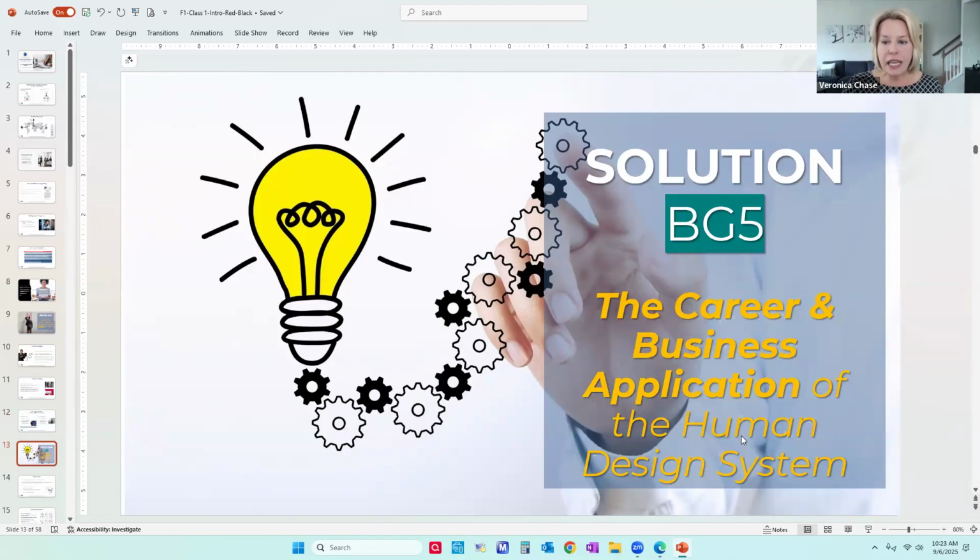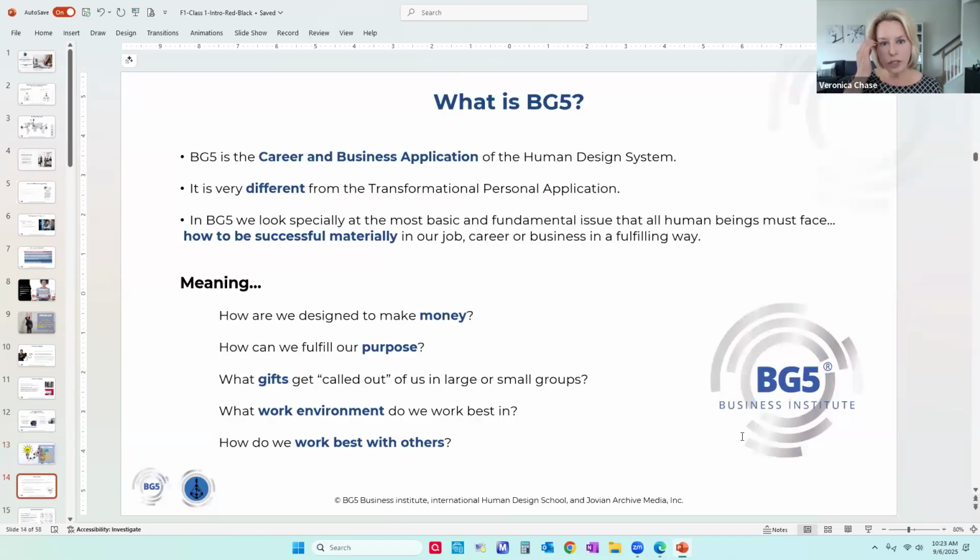So BG5 is the career and business application of human design. So Ra gave us language for both of these things, right? The sort of original human design language, but also the business application of this. So the language is switched up a little bit. Why? Well, we're just trying to make more of a connection to people who are in the business world. So, we're not focused so much on this transformational personal application. In BG5, we're trying to help people really ultimately be materially successful.